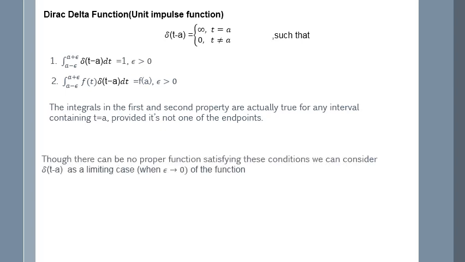Though there can be no proper function satisfying these conditions, we can consider delta of t minus a as a limiting case, when epsilon tends to 0, of the function delta epsilon of t minus a, which is defined as 1 by epsilon when t takes values between a and a plus epsilon, otherwise 0. Despite the strangeness of the function, it does a very nice job of modeling sudden shocks or large forces to a system. To see this, we now prove the second property.